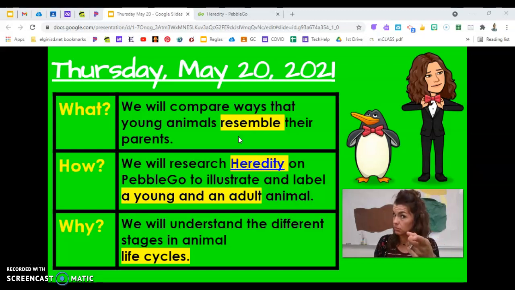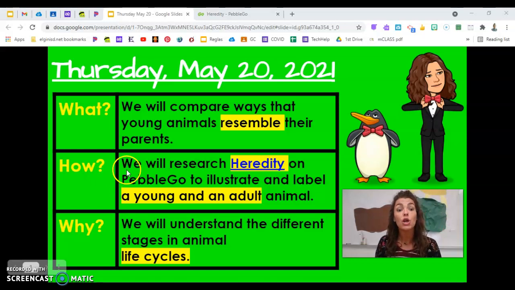Resemble. Yeah, do I resemble this penguin over here? Do we look similar? Kind of. My girl tried to put on some black and white to have the same colors as this cool penguin's body. But I'm definitely not the parent of that penguin. We will be looking at some animals and their parents today in science.